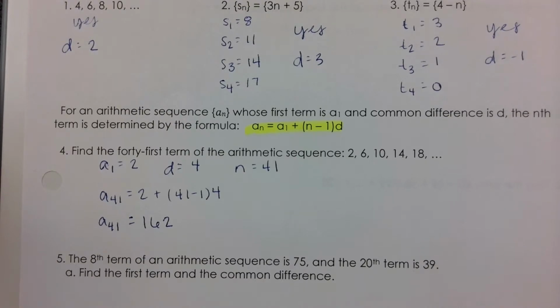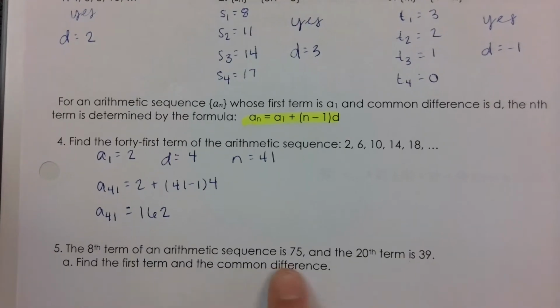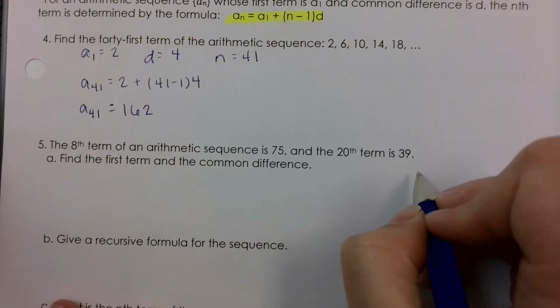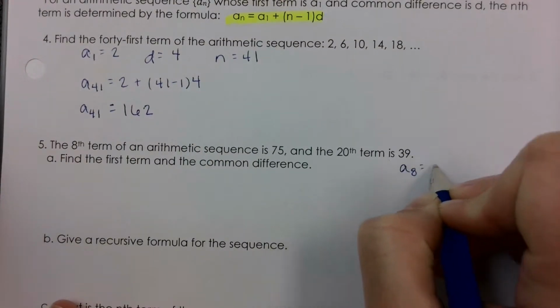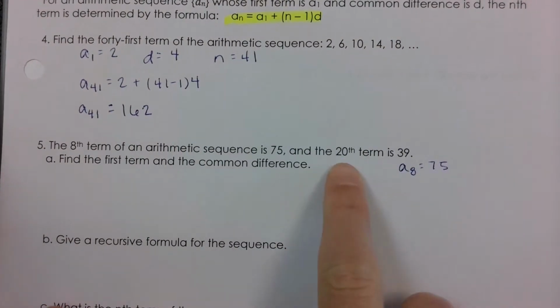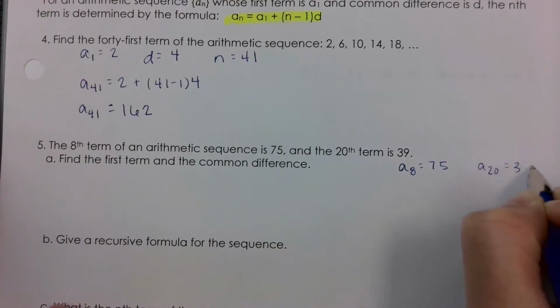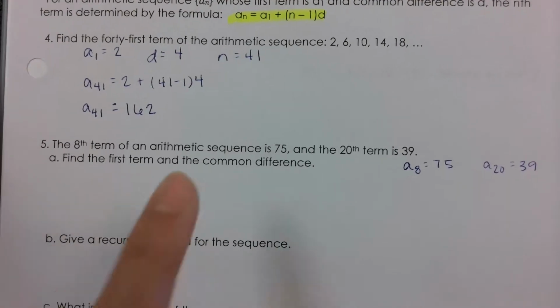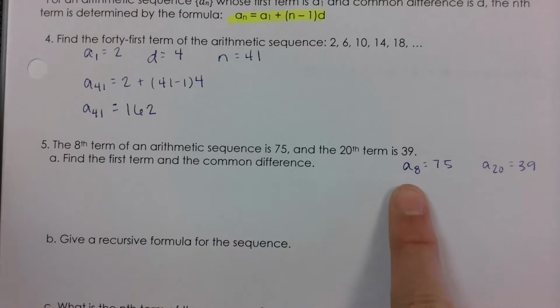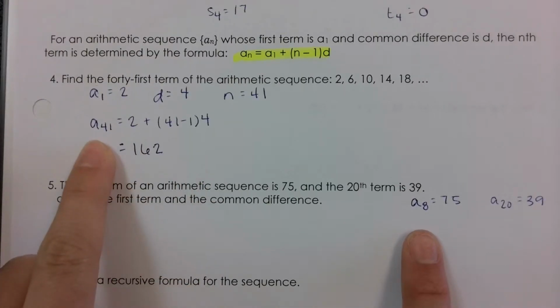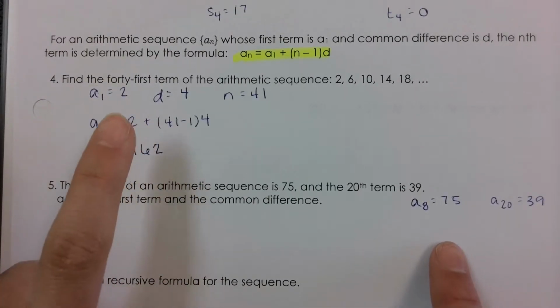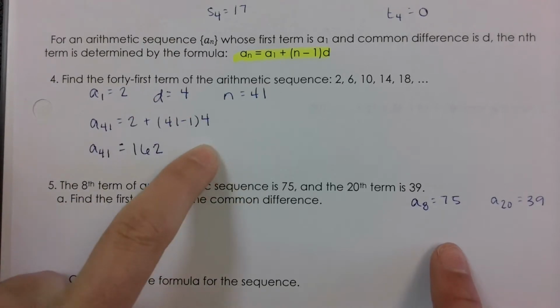Alright, cool. So the next one, they're giving you the 8th term. They're telling us that it's 75. So I'm going to write a sub 8 equals 75. They also give us the 20th term, and they tell us that it's 39. So a sub 20 is 39. We need to find the first term and the common difference. So the way that we're going to do that is kind of like a systems of equations, because we can take these and set up an equation like we did up here, but we're still going to have those variables in for our first term that we don't know, and for that common difference that we don't know yet either.